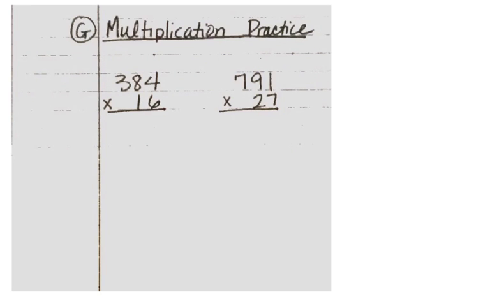Now we're going to look at some multiplication practice. There are several strategies you can use for multiplication. Some people like the old school method, some like the lattice method, some like partial products. Today I want to review with the lattice method. I'm multiplying a 3-digit number times a 2-digit number. So I'm going to make my grid.